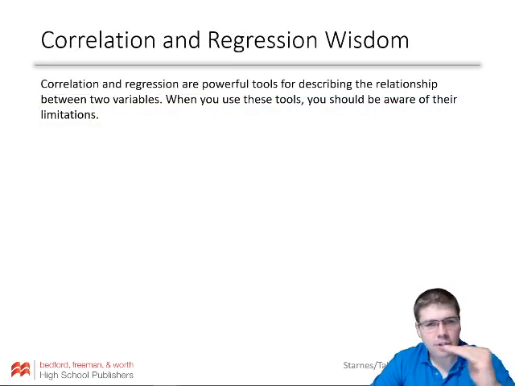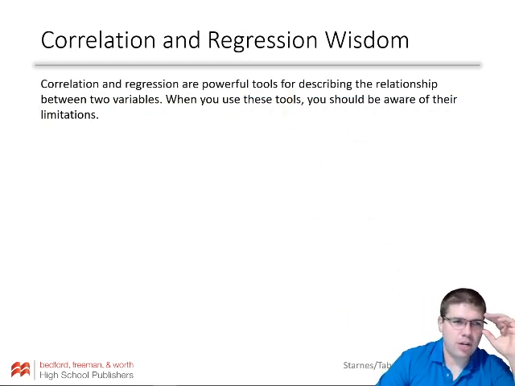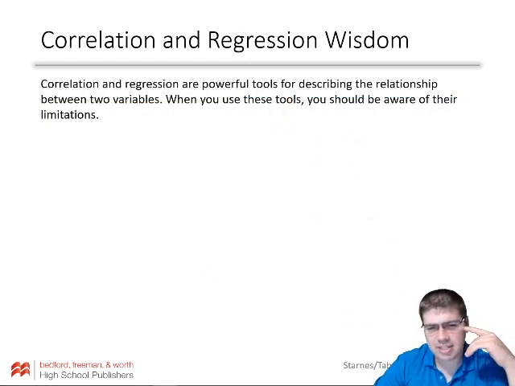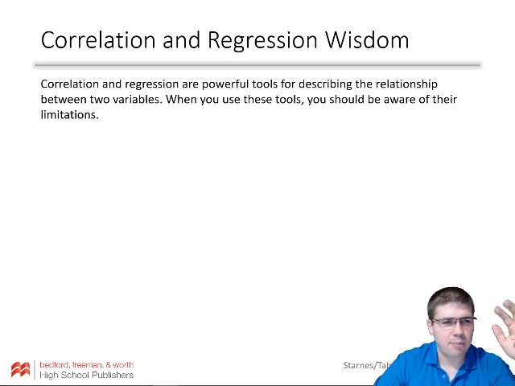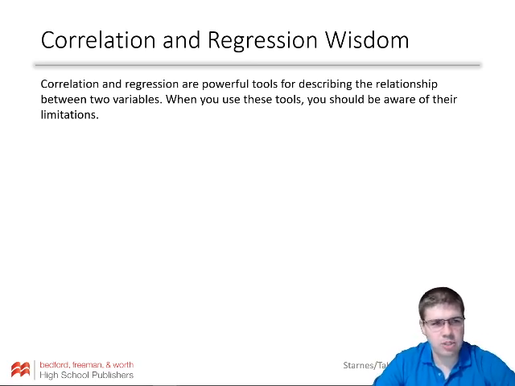All right, last thing for the chapter. Some correlation and regression wisdom: some things to look out for, some things to be aware of. Correlation and regression are powerful tools for describing the relationship between two variables. When you use these tools, you should be aware of their limitations.